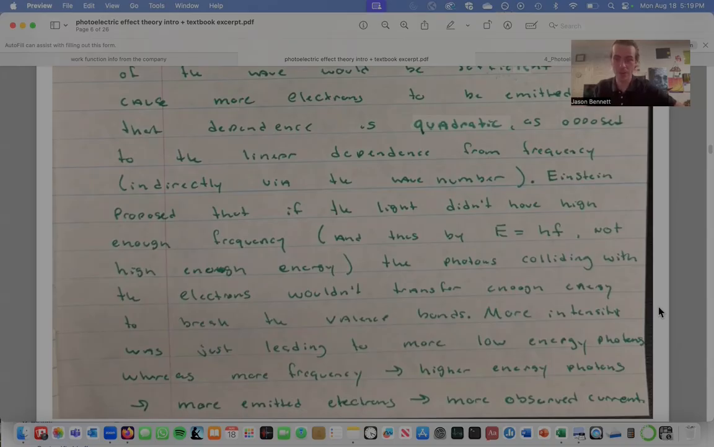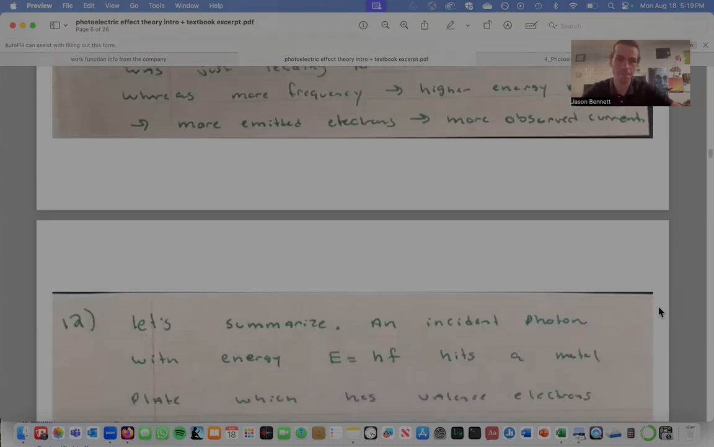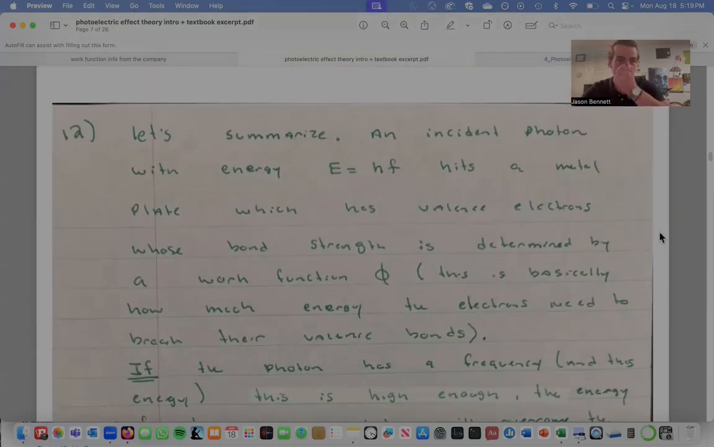Electrons, because now you have higher energy, so you're emitting more electrons, you're overcoming different work functions, then you get more observed current. So let's summarize. An incident photon comes in with some energy. It hits a metal, which has some valence electrons.